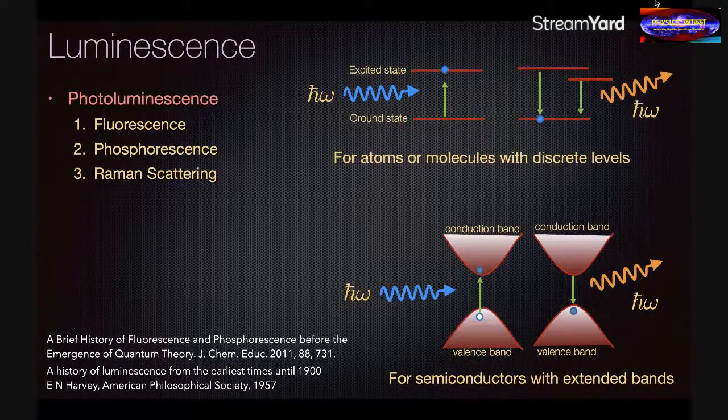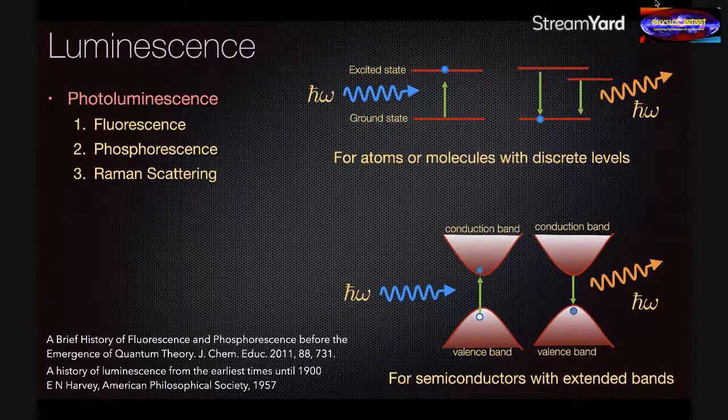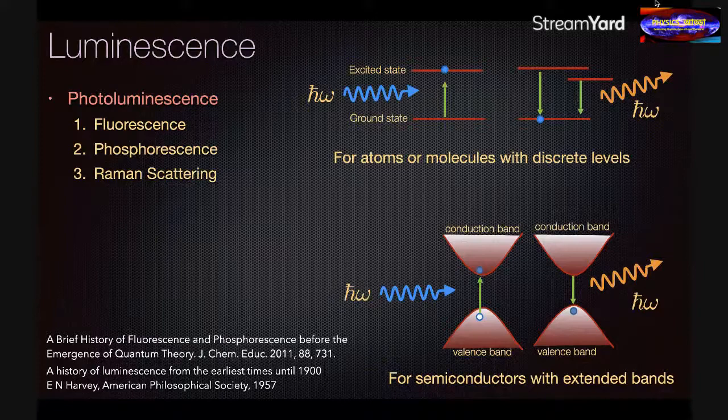Just for those who are interested in history, a bit of history of light emission, fluorescence, etc. There are two really nice works that I have come across. The first is called Brief History of Fluorescence and Phosphorescence Before the Emergence of the Quantum Theory. That's not really a book, it's more of a review, published in 2011 in the Journal of Chemical Education. So you can have a look.